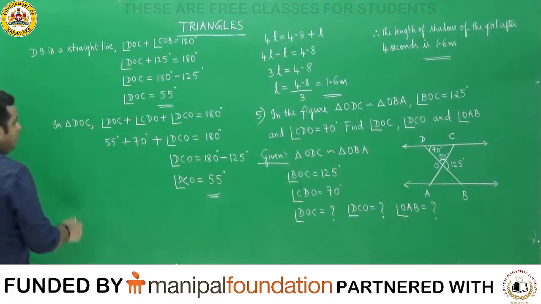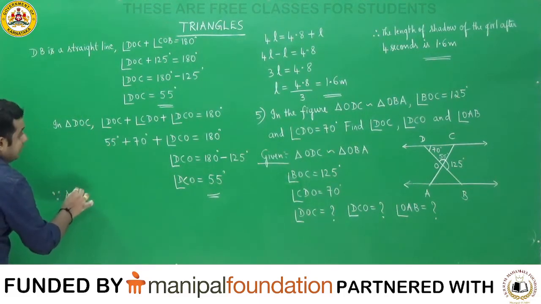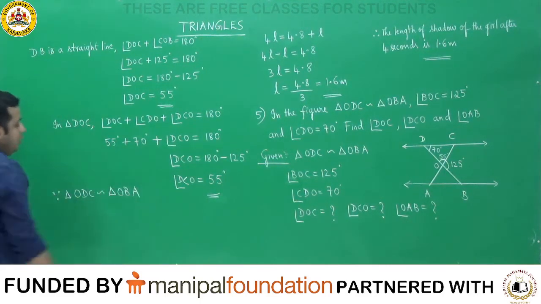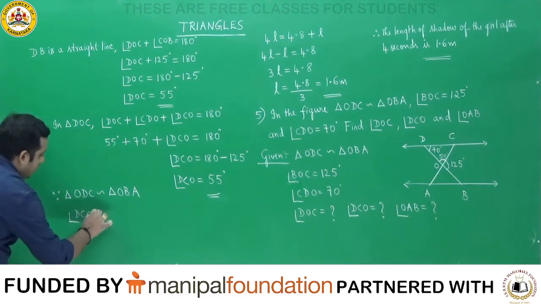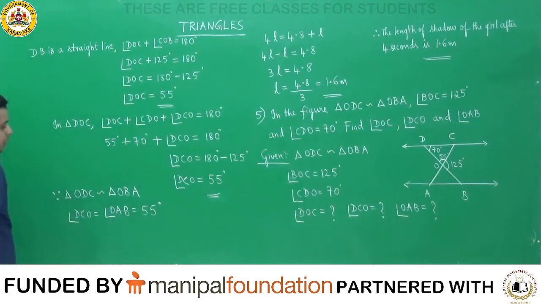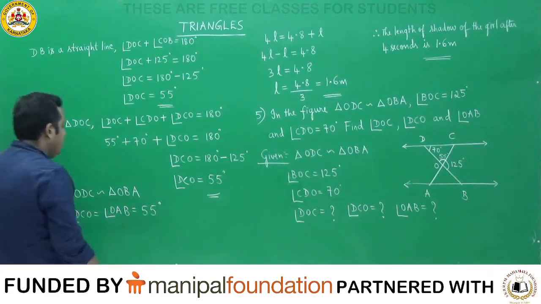Is it okay? Now since triangle ODC is similar to triangle OBA, angle DCO is equal to angle AOB. The question is asking you to calculate the value of angle OAB, right? I can say angle DCO is equal to angle OAB, which is 55 degrees. Correct or not? Why? Corresponding angles of similar triangles are equal.